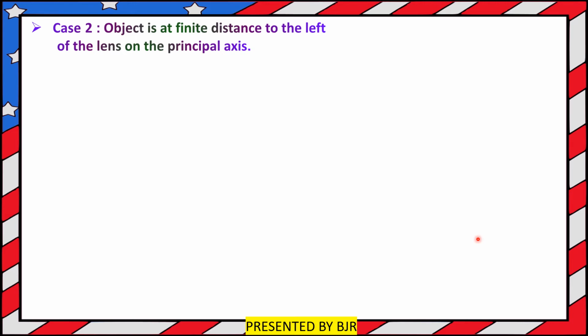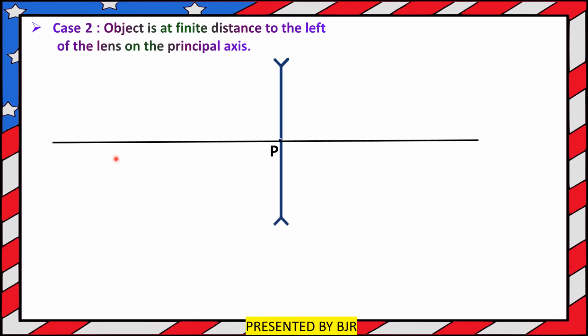I am going to place the object on the principal axis. You know this one is the concave lens, and here is the optic center P. P is its optic center, and the horizontal line passing through the optic center, we know, is the principal axis, and C1, F1, F2, C2. So here C1 and C2 are the centers of curvature, and F1 and F2 are the focal points.